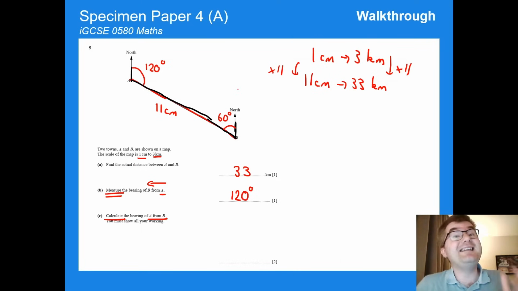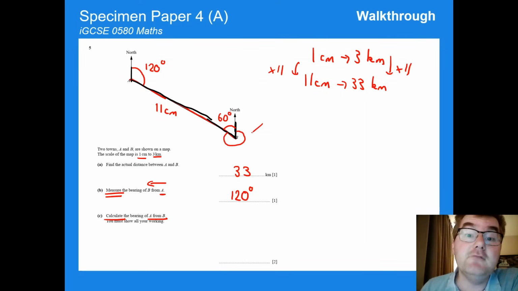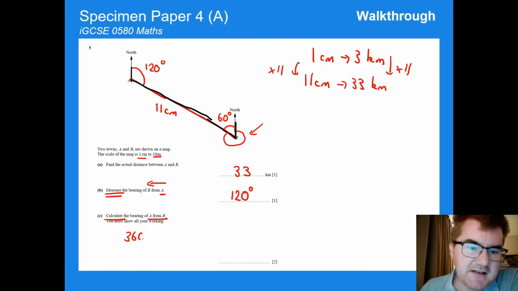Now, why is that going to help us for this particular question? Well, we're looking for the bearing of A from B. So we start at B, we go north, and we go clockwise all the way around until we get to A. So we're actually looking for this big reflex angle here. And notice I've done some of the work for you already. Angles around a point add up to 360. So we just do 360 minus 60. No calculators needed here. And we get 300 degrees.